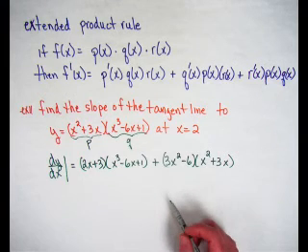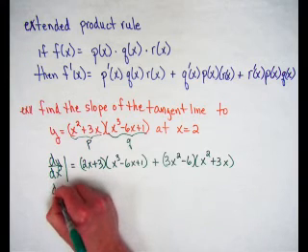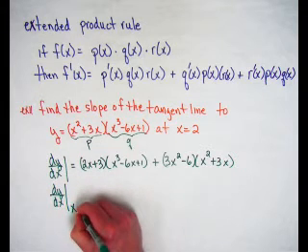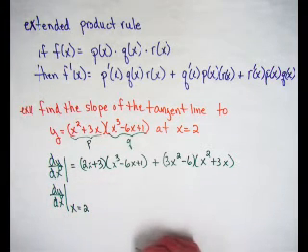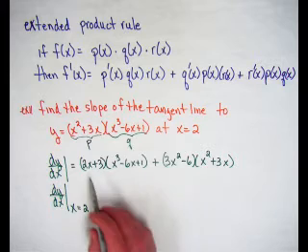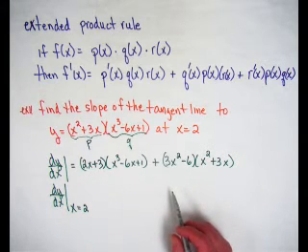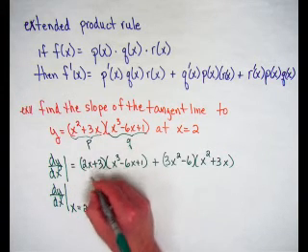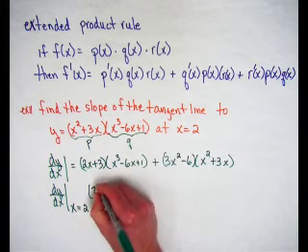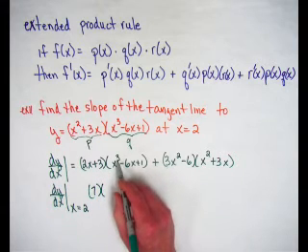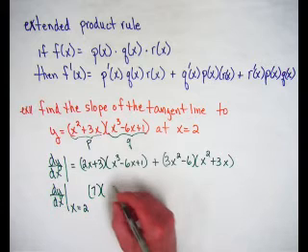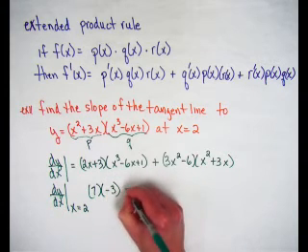But we want the slope of the tangent at 2. We want a specific slope. So the way we write that is we write dy dx at x equals 2. Now what you would do at this point is you would just replace all of these x's with 2's. So you would go 2 times 2 is 4. 4 plus 3 is 7. Times 2 cubed is 8. 8 plus 1 is 9. 9 minus 12 is minus 3.